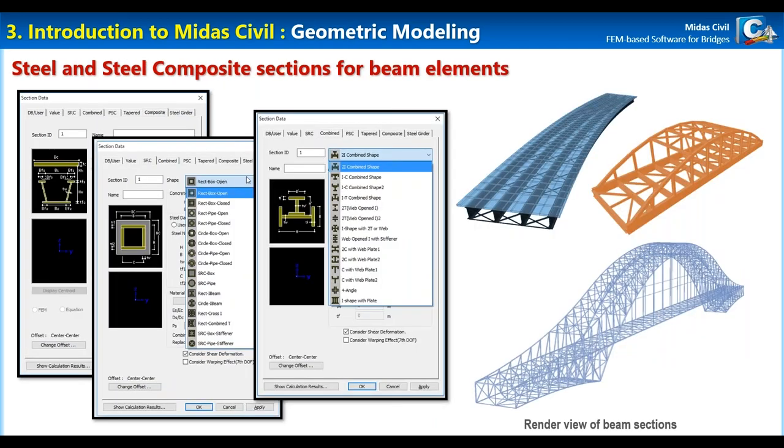So this is the steel composite section for beam element in Midas Civil. We also have composite sections, and the database is well arranged here in the software. You can use it easily for your modeling.